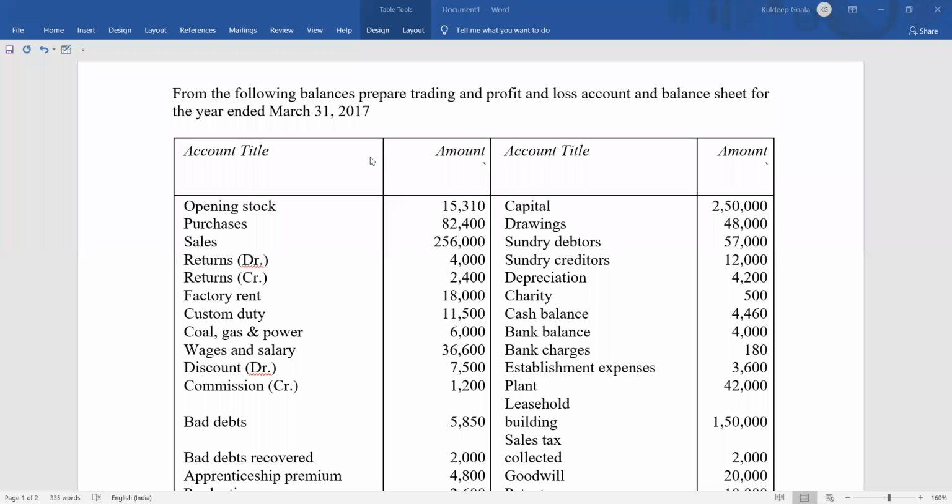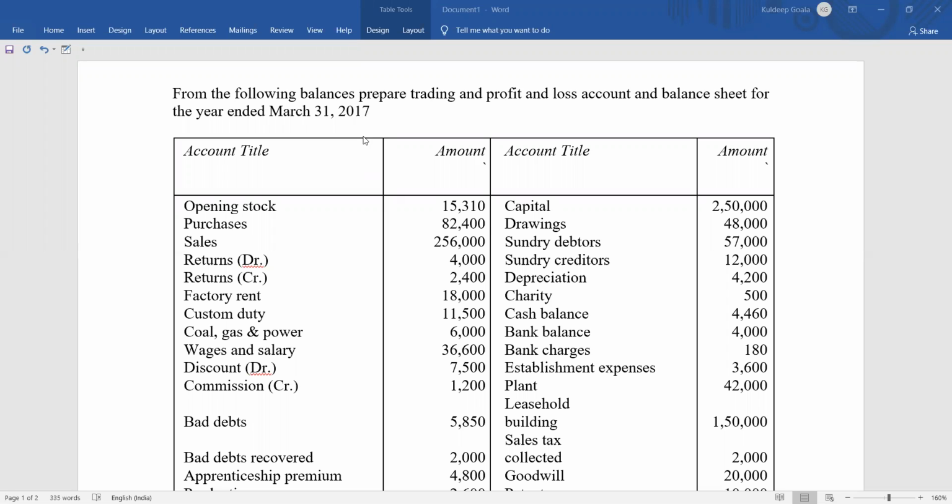Morning, my dear students. Today we are going to take one more sum on the financial statement of sole proprietorship without adjustment. We have been doing the last few classes on the financial statement, or you can say final accounts, of sole proprietorship without adjustment. In the next class, we will be starting with the adjustment. So let's complete this sum. With this sum, we'll end this chapter.